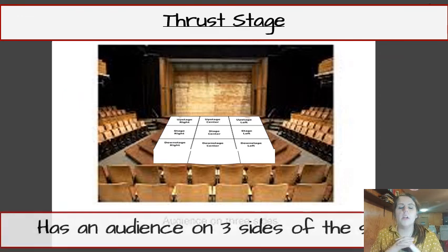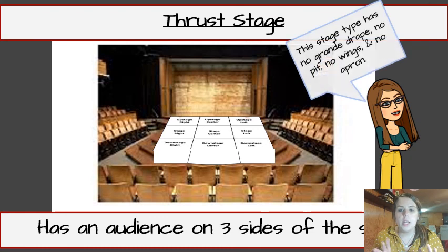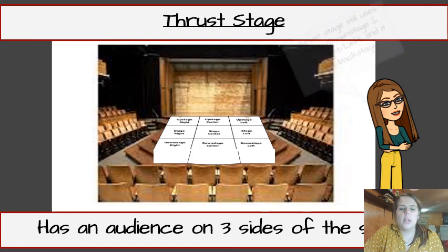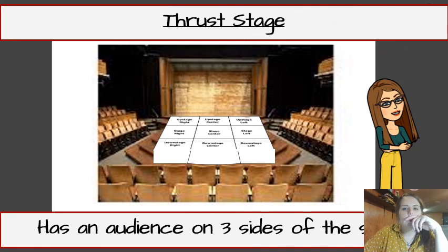Okay, guys, our next stage is called a thrust stage. It has an audience on 3 sides of the stage, so rather than one perspective, it's from 3 perspectives. My Bitmoji is moving a little fast, so I'm going to go over everything she has said here. Notice the house: this would be house left, this would be house center, and this would be house right.